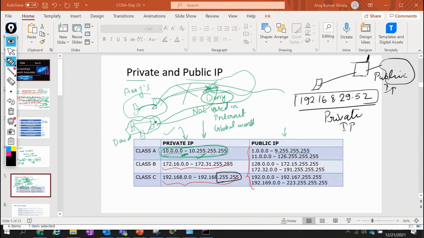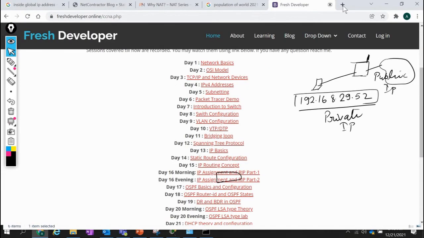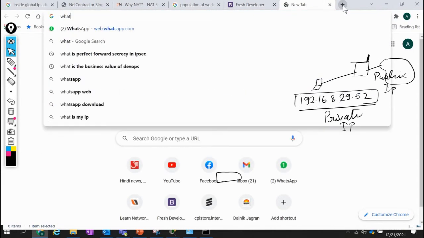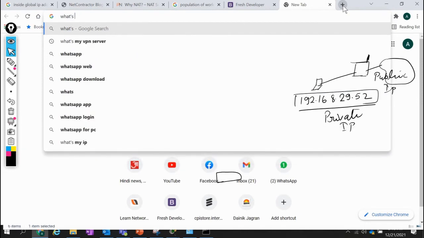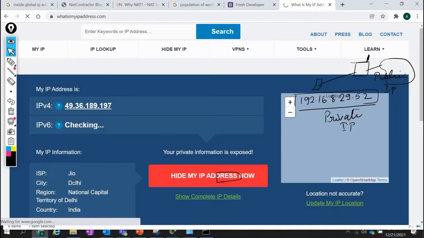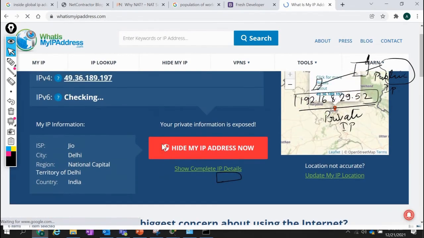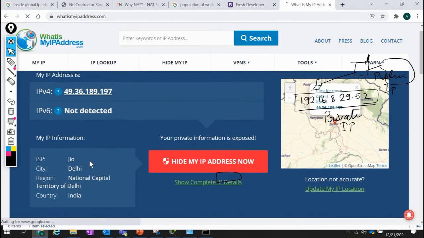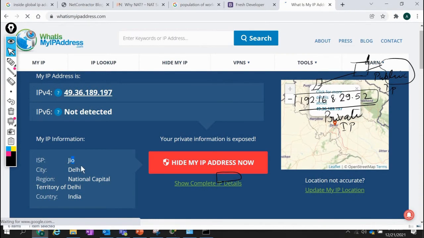So what is my public IP that I can use from the Chrome? Let me search it here. Very popular question: what's my IP? And my IP is 49.36.190.7. Let me check it. This is my IP address. I'm using Geo currently. I'm in Delhi, National Capital Territory of Delhi, country is India.